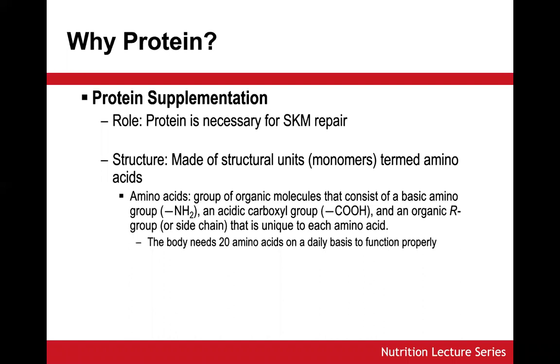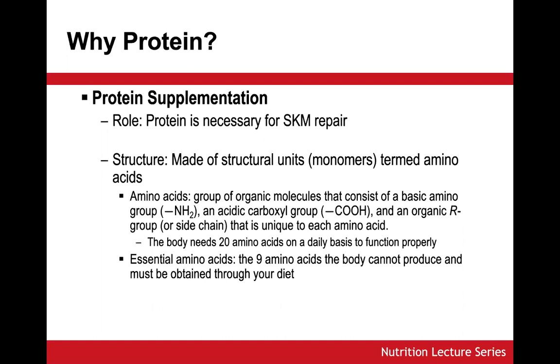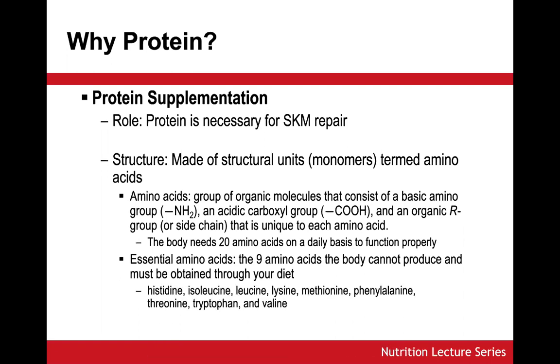On a typical daily basis, we need 20 amino acids for basic function. Within this 20, there are 9 called the essential amino acids. They're essential because the body cannot produce them and you can only get them through your diet, so you need to get them through food sources. These 9 are histidine, isoleucine, leucine, lysine, methionine, phenylalanine, threonine, tryptophan, and valine.